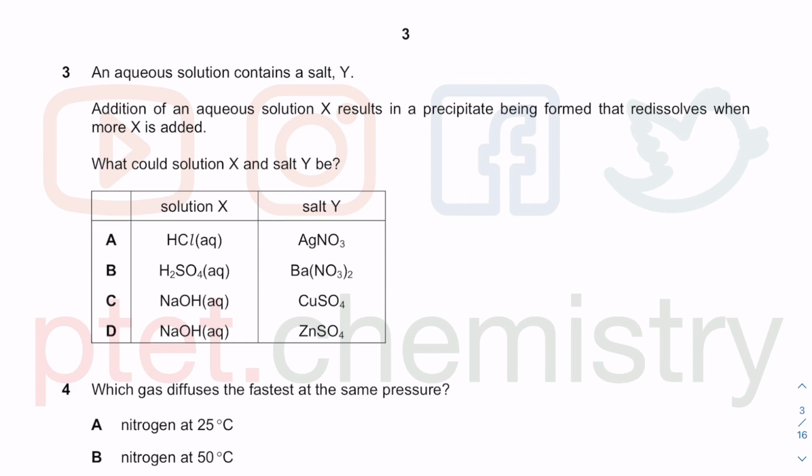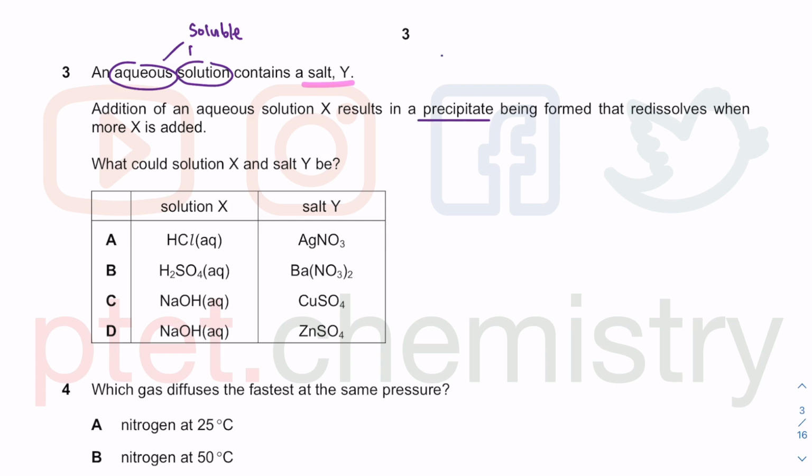Question 3, we have an aqueous solution. The fact that you have aqueous and the fact that you have solution, these are soluble. We are looking at a solution that is see-through without any insoluble stuff. We have a salt, and this salt, when we added it to X, we get a precipitate.